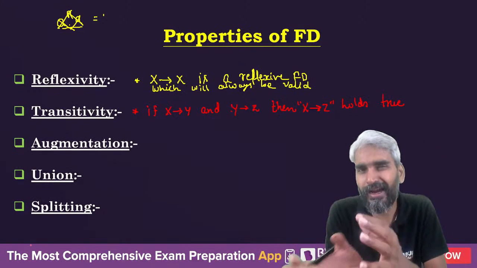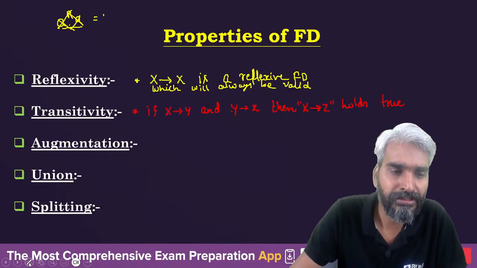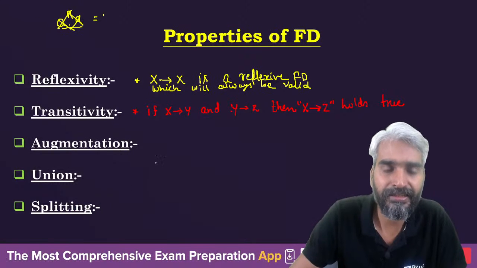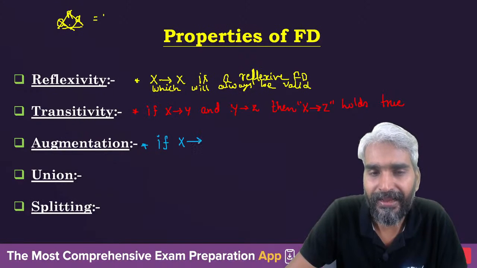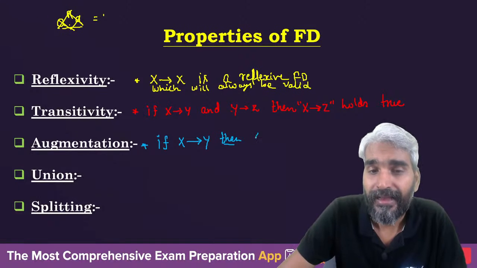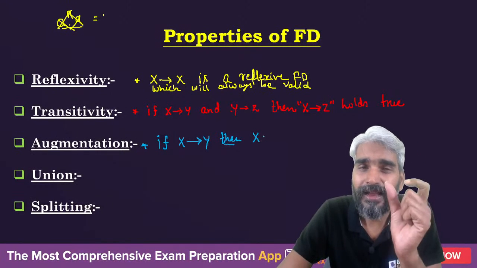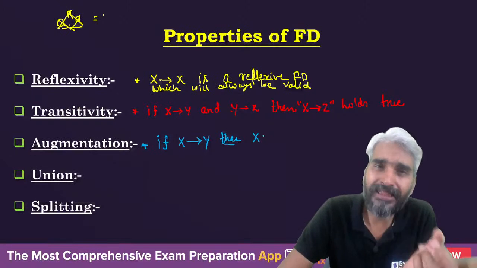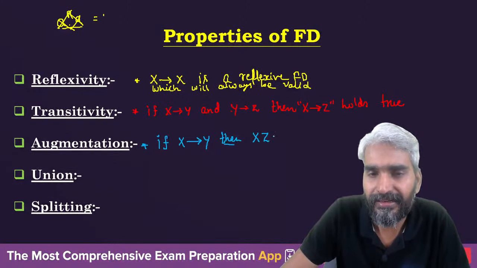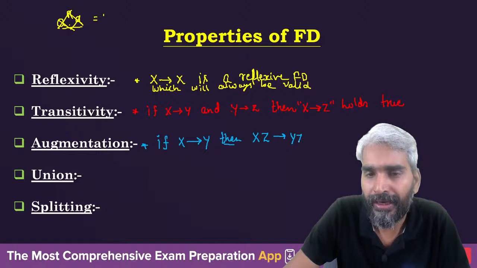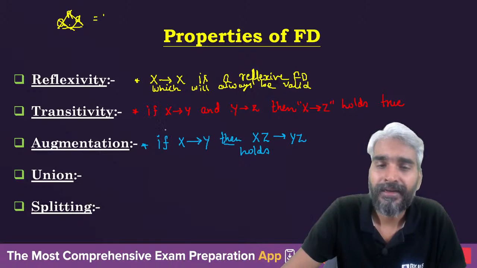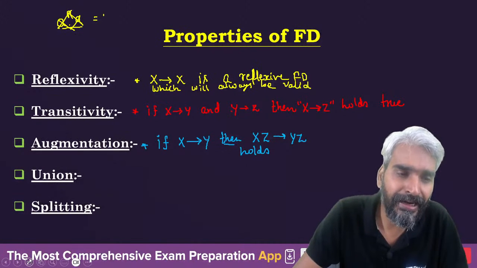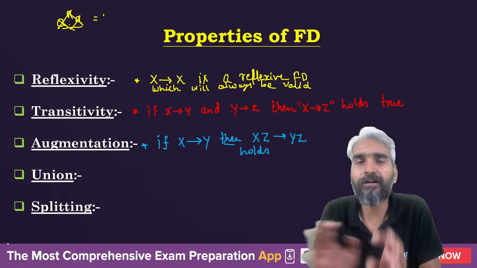Augmentation. What do you mean by augmentation? Augmentation is related to adding something. Augmentation is a property in which we add something. So what does it say? If X implies Y, then you can augment an attribute set on both sides of the FD. So you can say XZ implies YZ holds true. It means you can augment the same attribute on both sides of the FD.